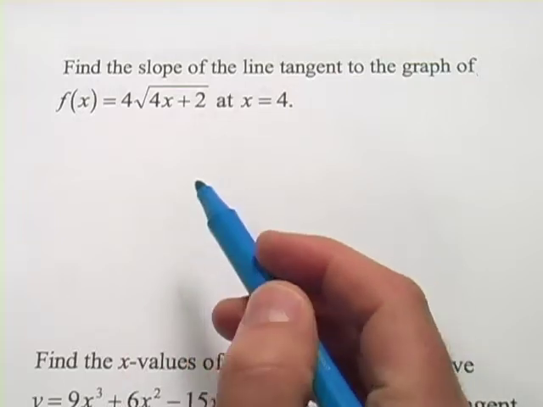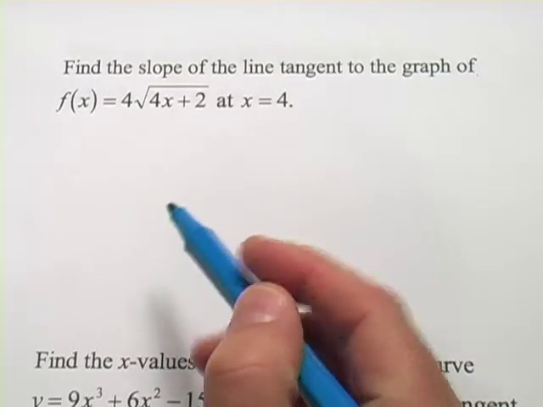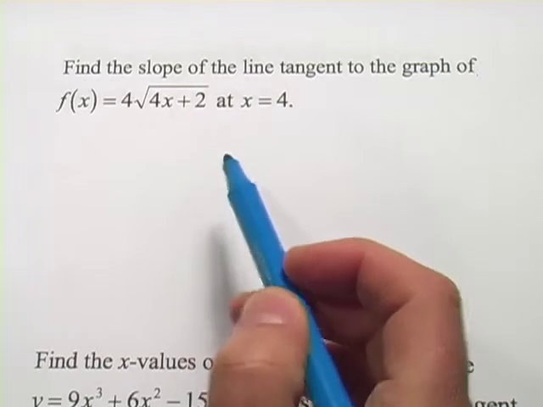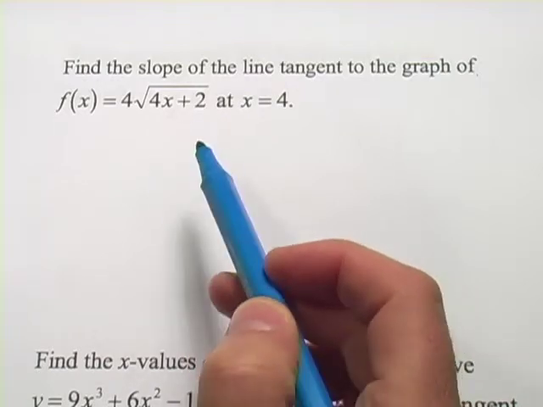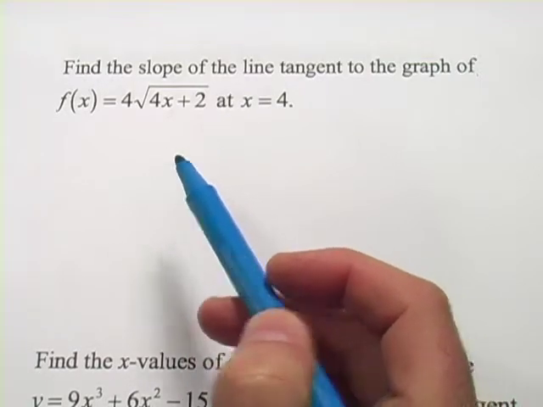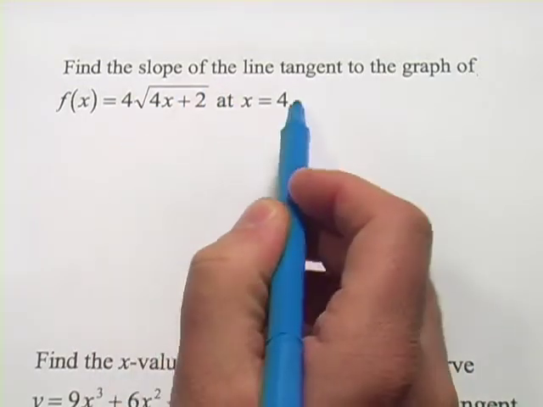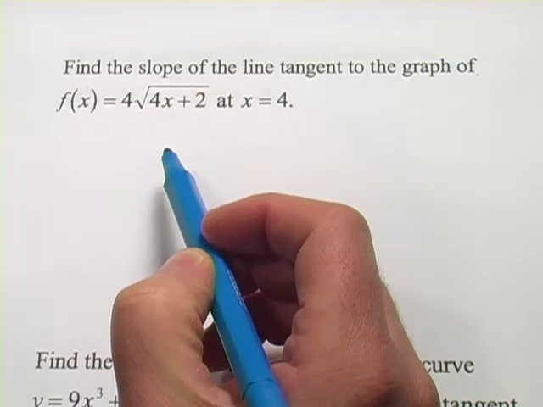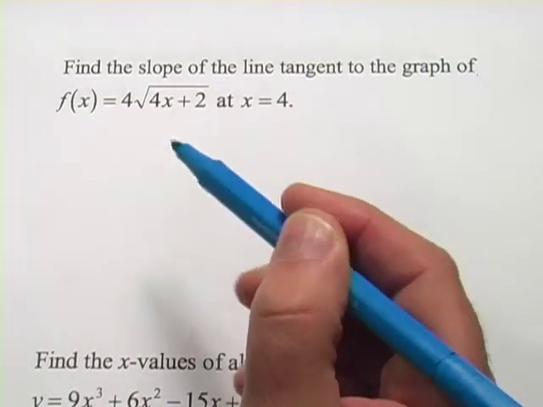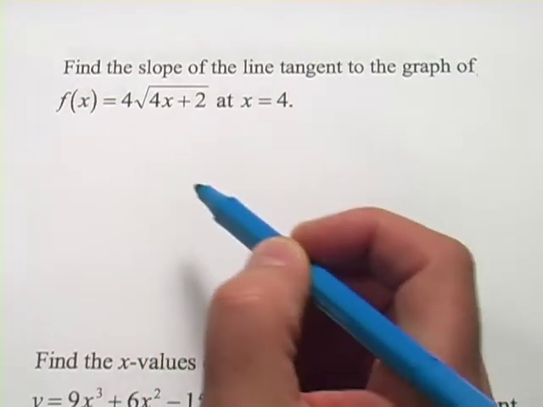These problems have to do with finding the slope of a line that's tangent to the graph of a function. And that is one of the definitions of the derivative. If you take the derivative of a function, whatever value you plug in for x into that derivative gives you the slope of the line tangent to this function at that point.